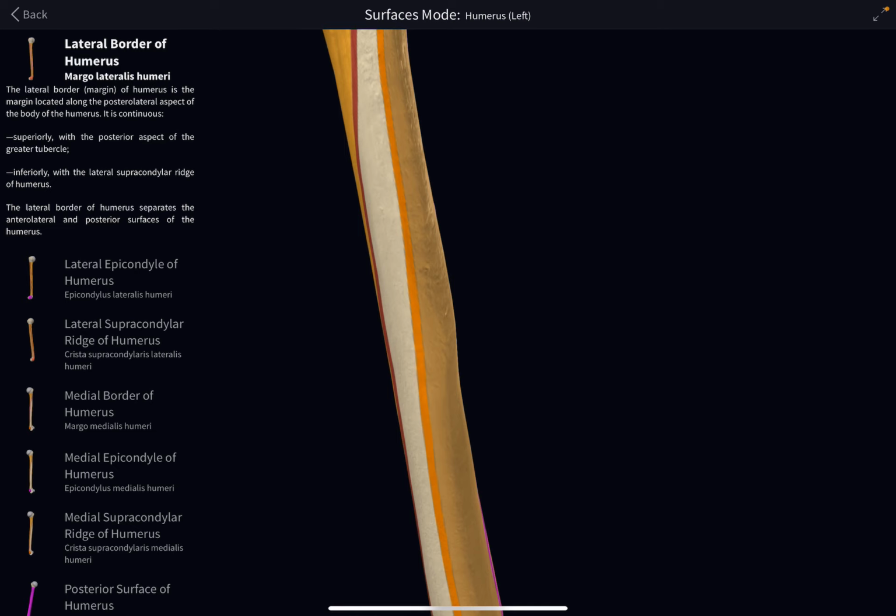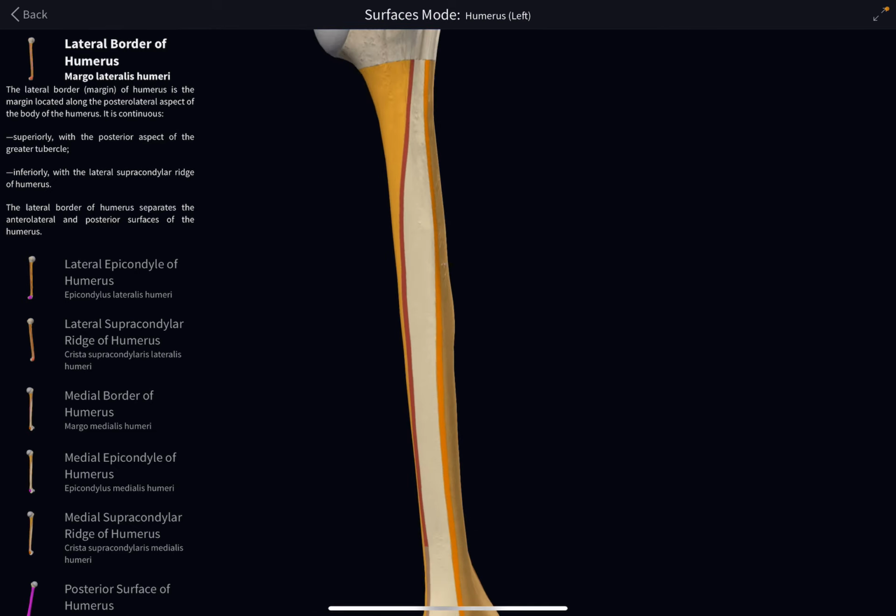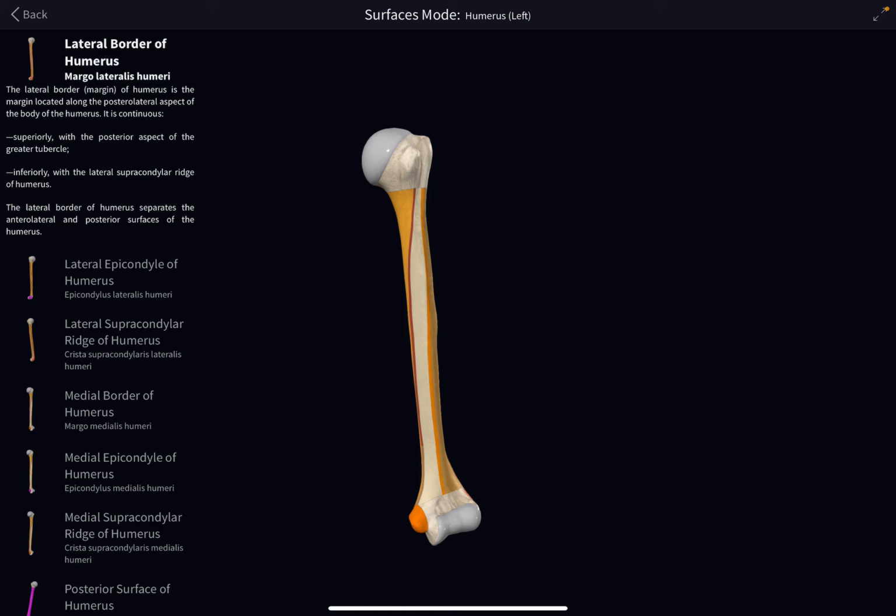Right? Right. So this is about the border. Next we will look at the surfaces of the shaft of the humerus. There are three surfaces and the surfaces lie between the borders. First let us look at the anteromedial surface.